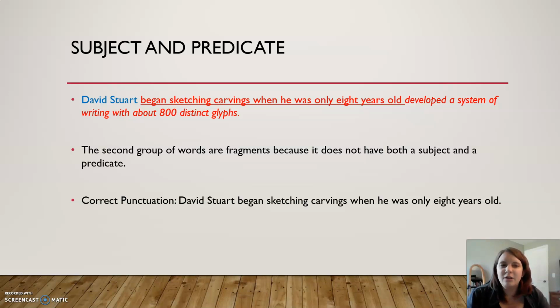But you see this other end of this sentence, and how that part of the sentence didn't really need to be there, and it's actually kind of like a run-on sentence. The second group of words is a fragment because it does not have both a subject and a predicate. If that was its own sentence, it would be, David Stewart also developed a system of writing about 800 distinct glyphs. So that one doesn't have both of them. If I was to correct this sentence, it would say, David Stewart began sketching his carvings when he was only 8 years old. That way we have a subject and we have our predicate.